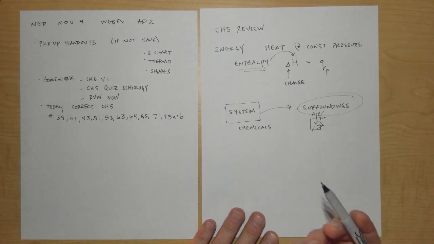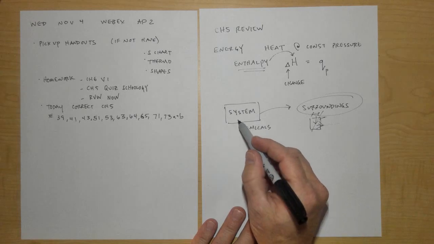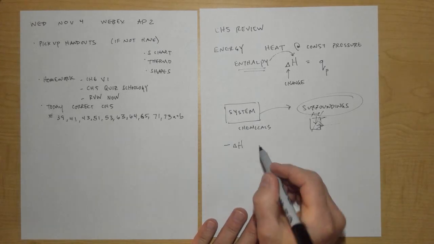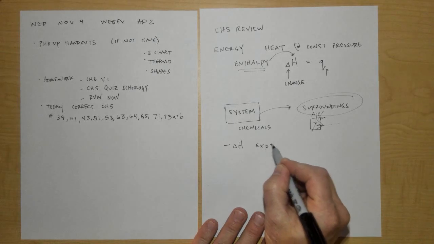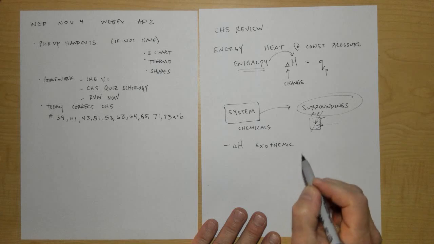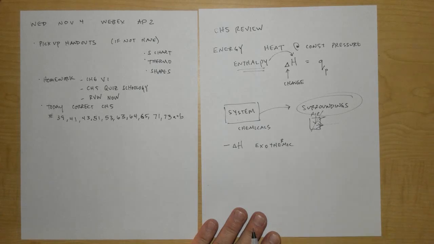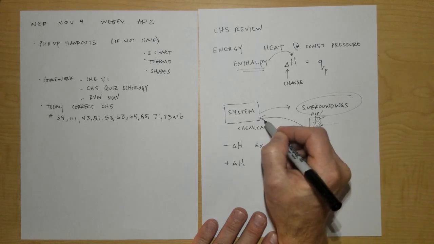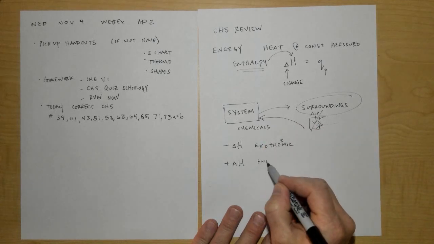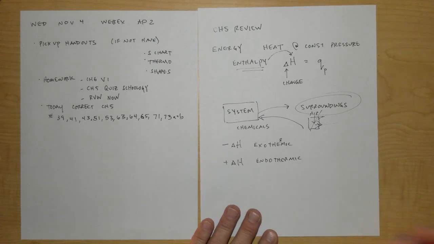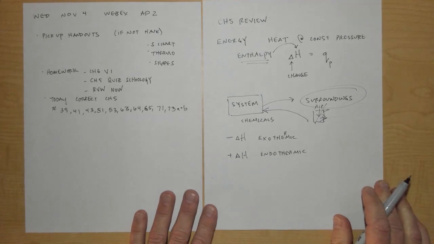So when energy is given off from a system to the surroundings, we say that it has a negative enthalpy. This is known as an exothermic process. And then when heat is given into the system or taken into the system, it is known as an endothermic process.